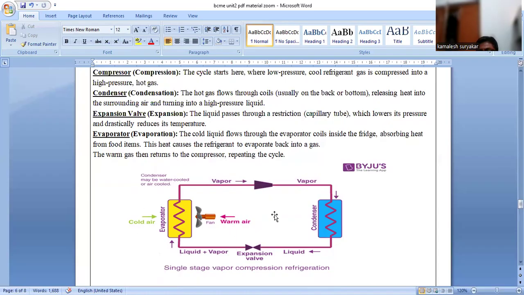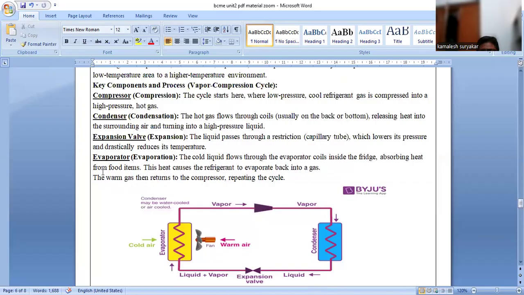So continuously removing heat from this evaporator, it is becoming cool. No heat means it is cool. If heat is there, it is not cool. This is the basic principle of this refrigeration system. So here, if I read this, these four devices are connected in a circuit only. Compressor: cool refrigerant gas is compressed. So outside coming gas is compressed here by the compressor.